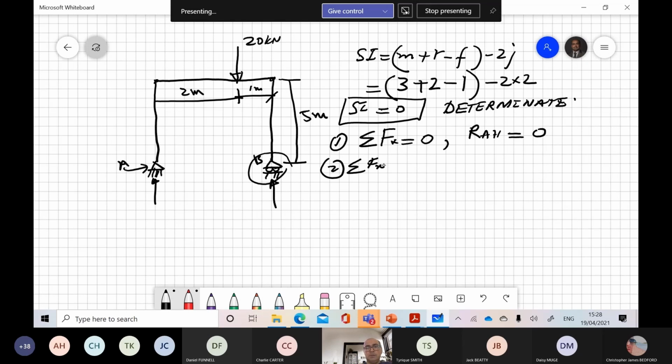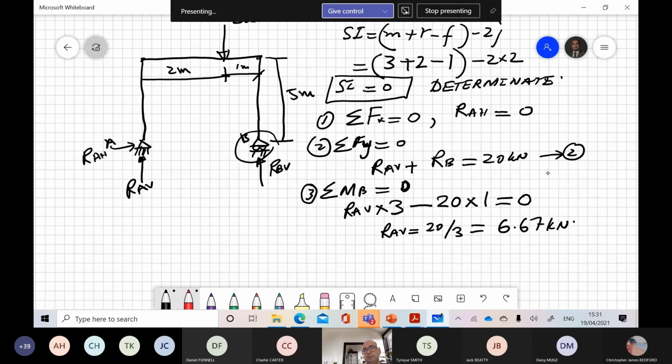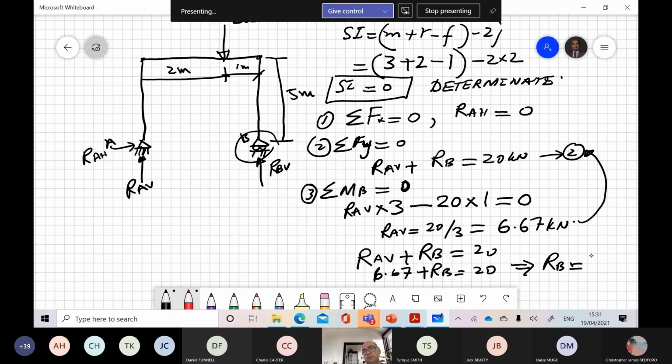Second is summation of vertical forces Fy equal to 0. RAV plus RB equal to 20 kilonewton. Third one is summation of moment at B equal to 0. RAV times 3, and that's going to be clockwise, and minus this force is going to create a moment 20 times 1 equal to 0. So this will give me RAV 6.67 kilonewton. And if I put this back into this equation, I will get 13.33.